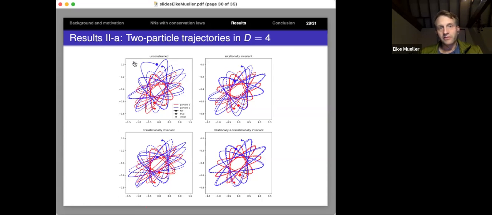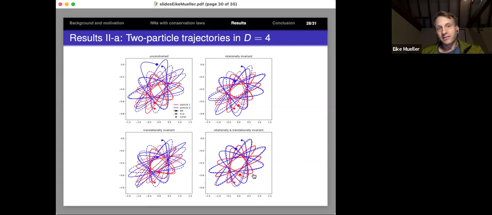I first started with a completely unconstrained neural network, shown in the upper left corner. Then I switched on the symmetry. I first constructed something which is only translationally invariant, that's the first entry in the bottom row. I also constructed something which is only rotationally invariant in the top row. And then finally, I built all the symmetries into the system, and that's what I get at the bottom right corner.